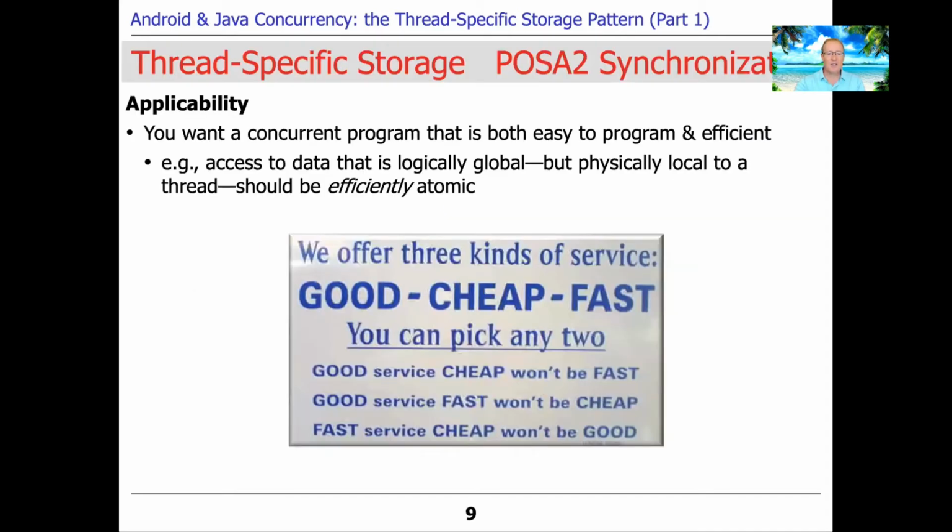So let's talk about this pattern. You would apply this pattern if you want a concurrent program to be both easy to program and efficient. The reason is you want to get access to objects that are physically local to make them efficient, but appear global so they're easy to program. That's the idea here.